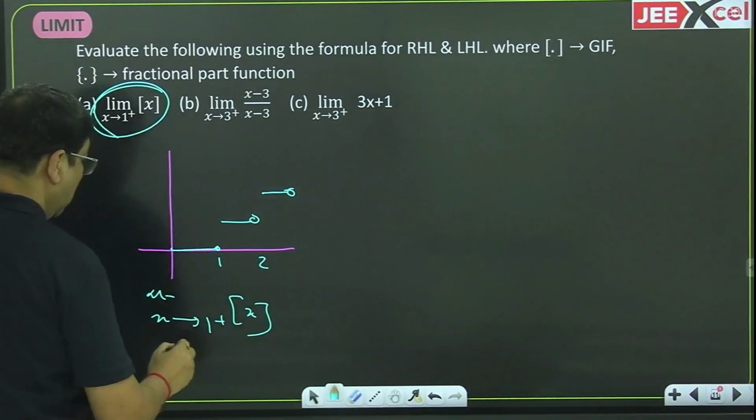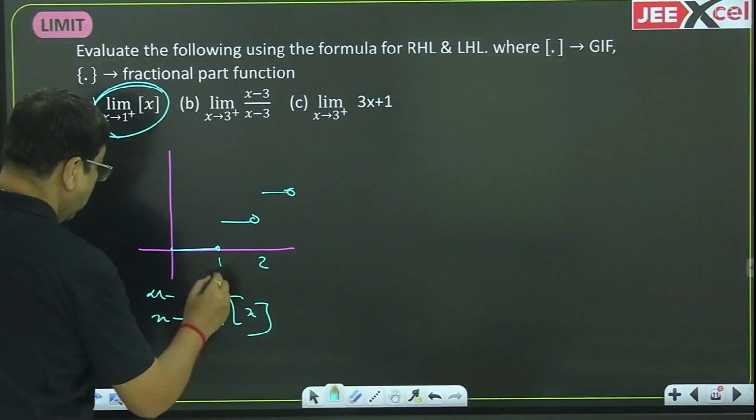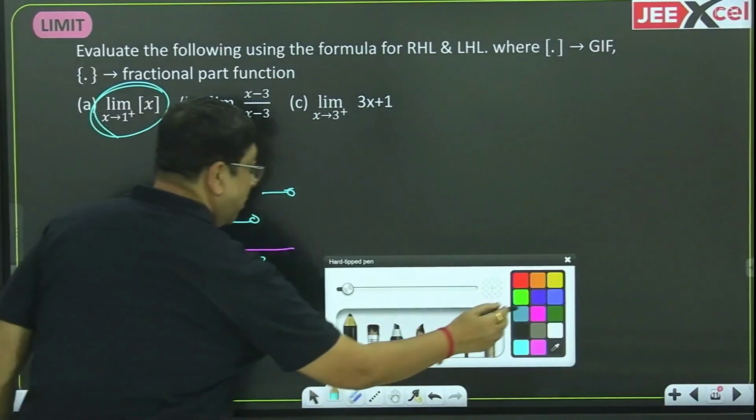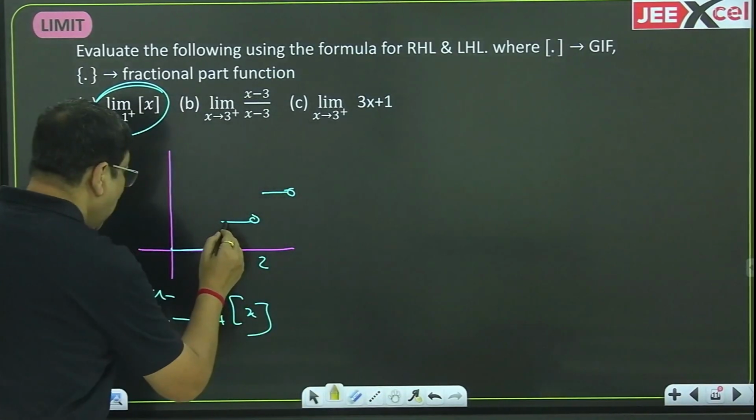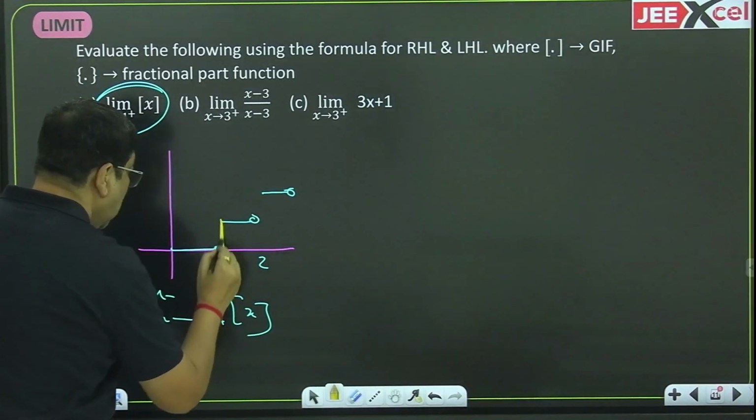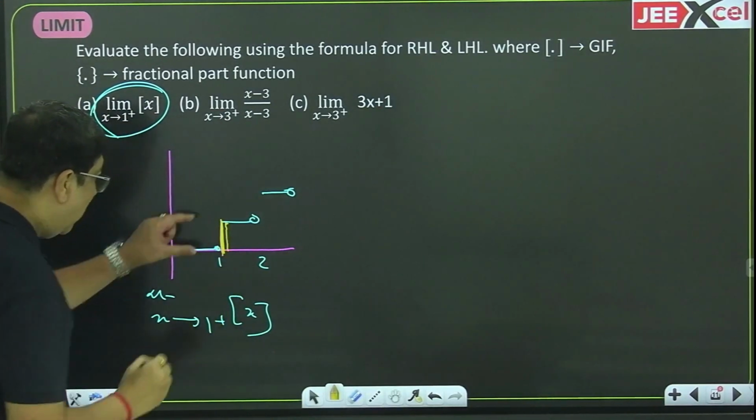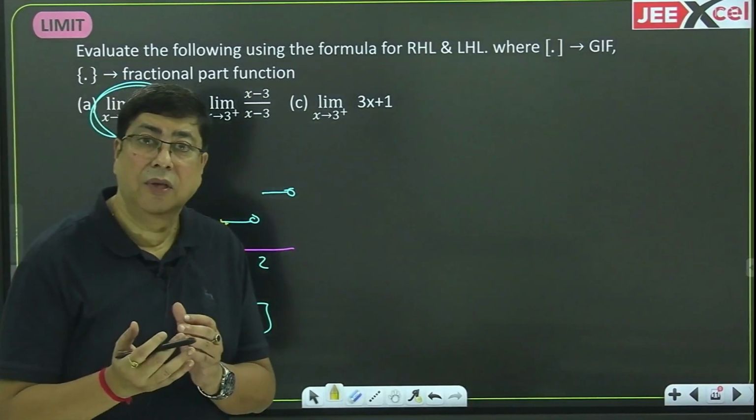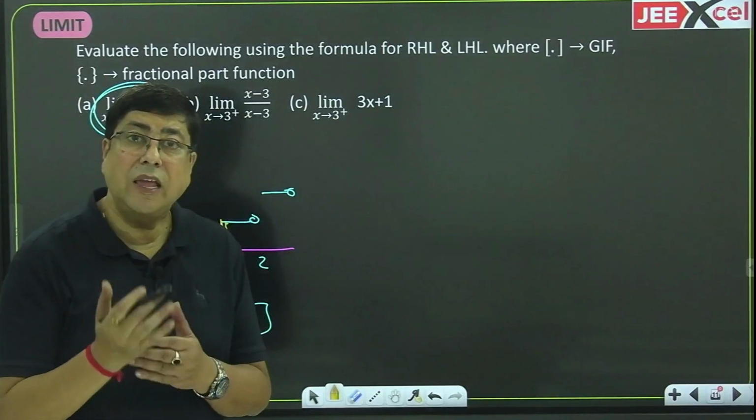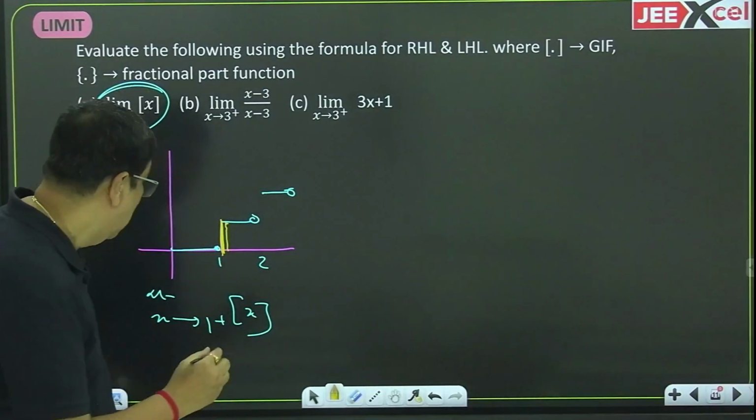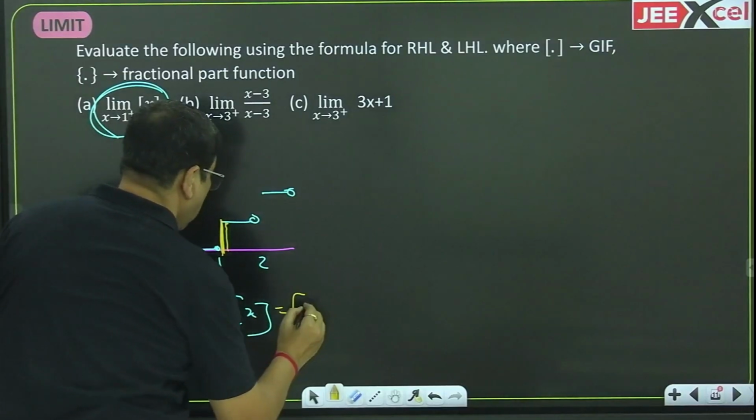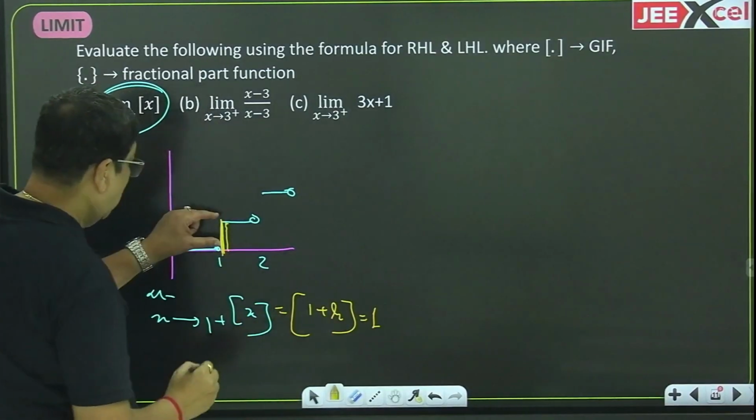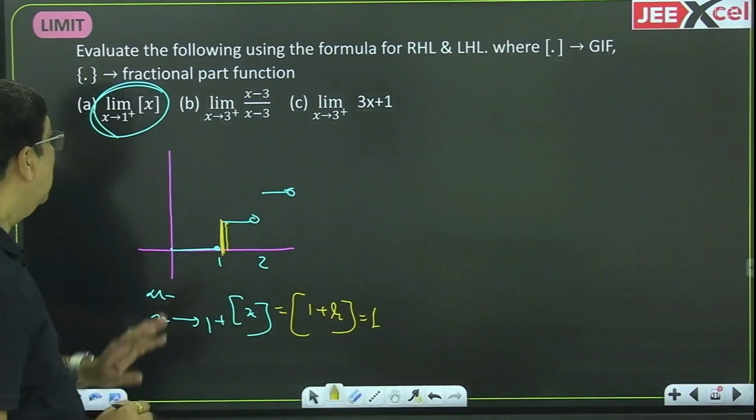In this case, what is given is limit x tends to 1 plus of box x. So x equal to 1 plus means this side, so this value is 1. We can also write it this way: let x equal to 1 plus h. Here 1 plus h, h tends to 0, so this value is 1. Right, let us go to the next.